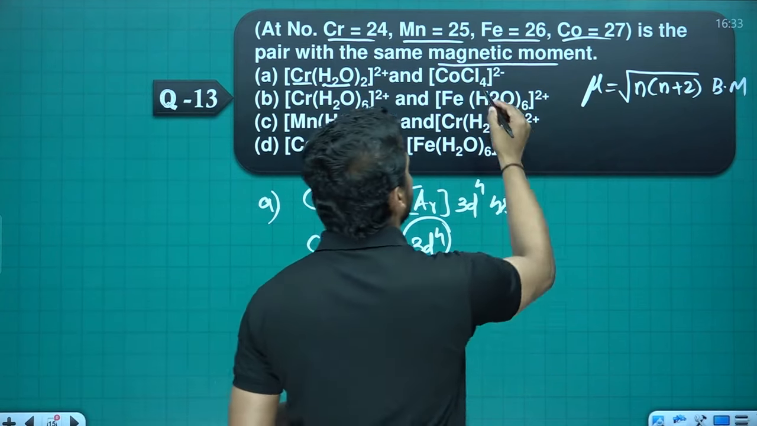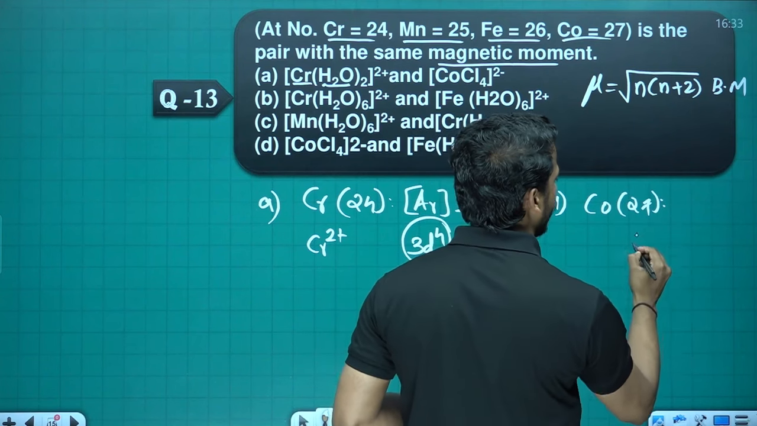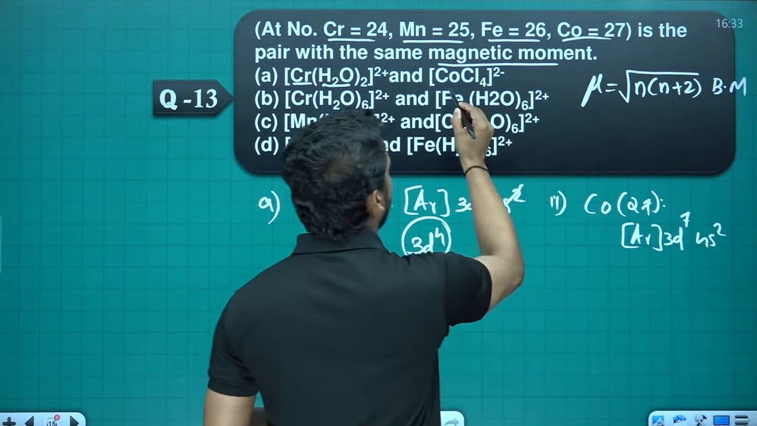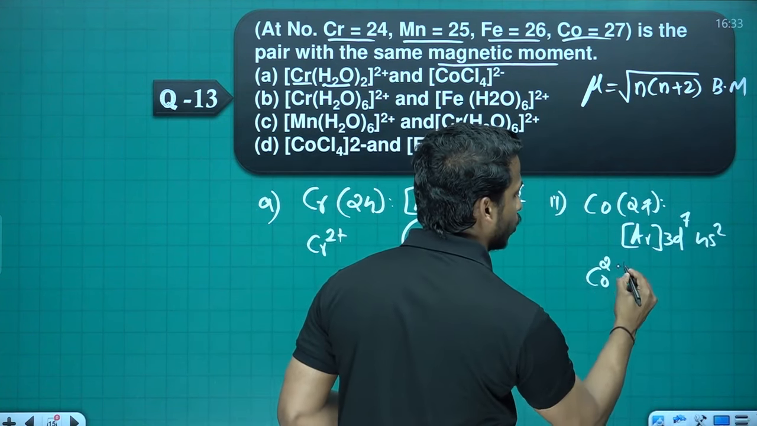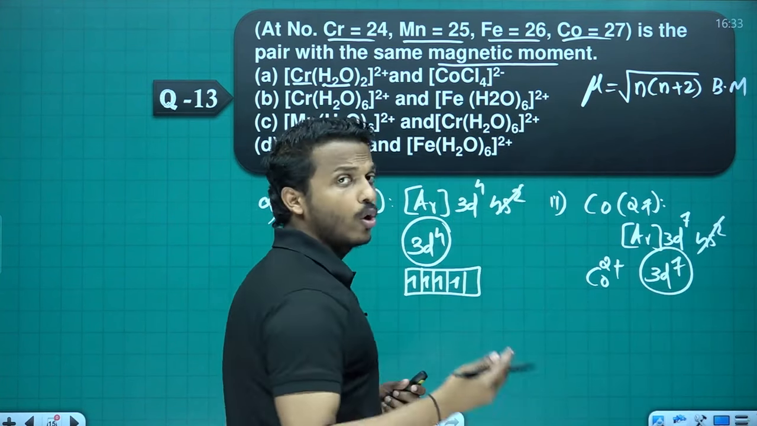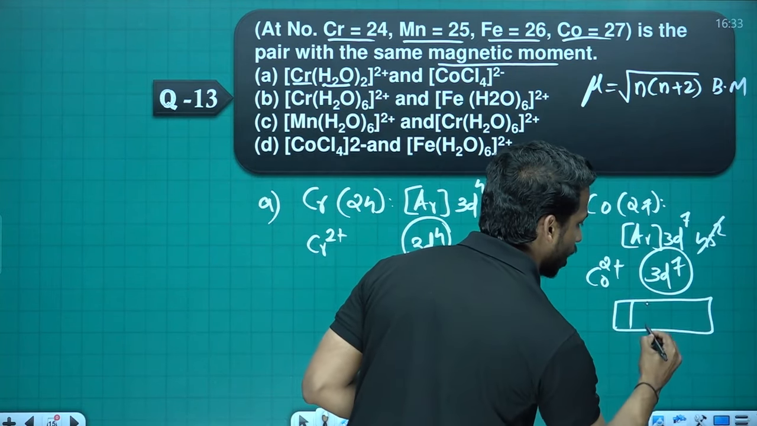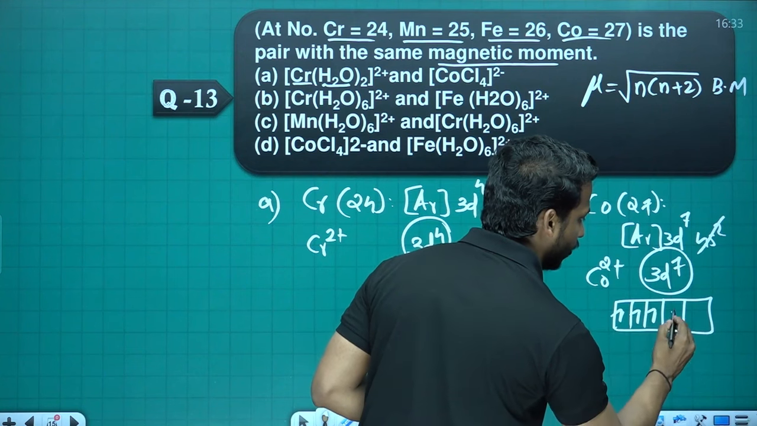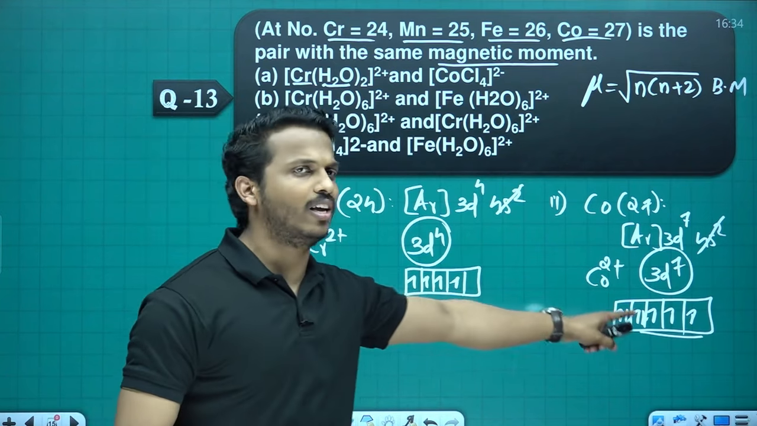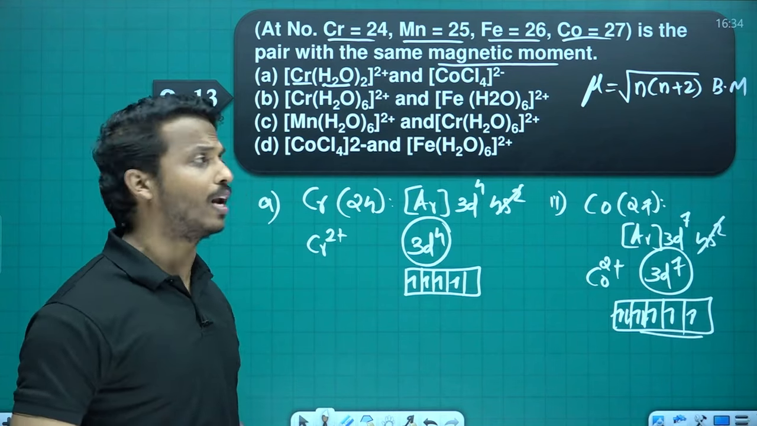But what about this case? This one is given as cobalt, atomic number 27. Configuration is argon 4s2 3d7. Here the cobalt charge is also 2+. So those are gone. What is remaining? 3d7. Water and chlorine, halogens, are weak ligands. Electrons won't undergo pairing. So how do the 7 electrons exist? 1, 2, 3, 4, 5, 6, 7. Here only 3 unpaired electrons. Here 4 electrons, here 3 electrons. Definitely their magnetic moments won't be the same because their numbers of unpaired electrons are different.